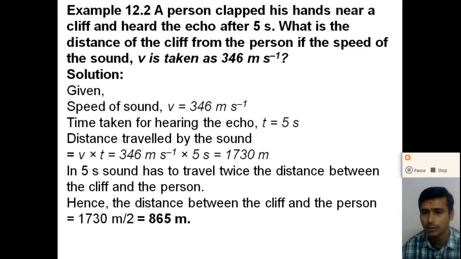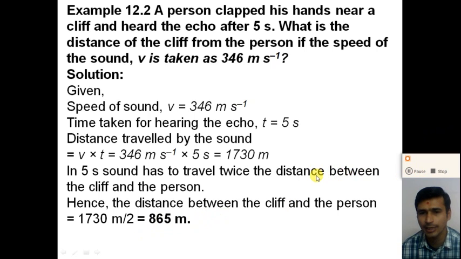So in the 5 seconds, the sound has to travel twice the distance between the cliff and the person, from the person to the cliff and from the cliff to the person, right? So in this 5 second time, the distance traveled by the sound is twice the distance between the cliff and the person. So the distance between the cliff and the person is half of this distance, which is 1730 meters divided by 2. We get the answer 865 meters.